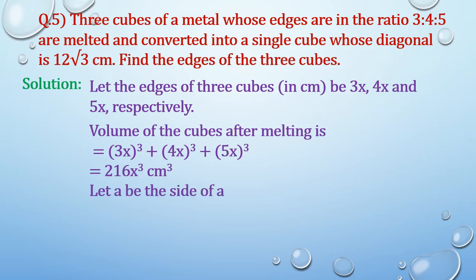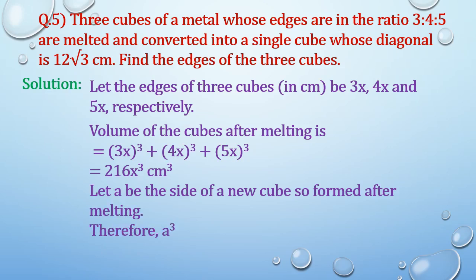Let a be the side of the new cube so formed after melting. Therefore, a cube is equal to 216x cube. So, a is equal to 6x.